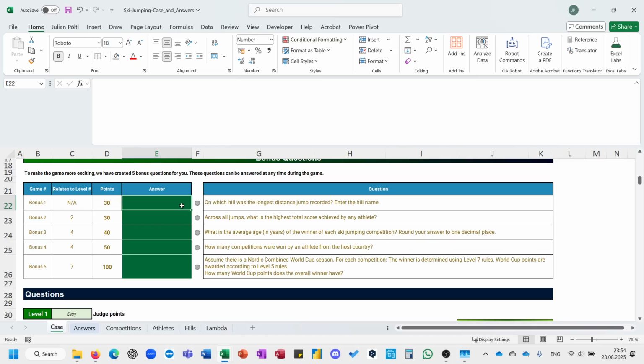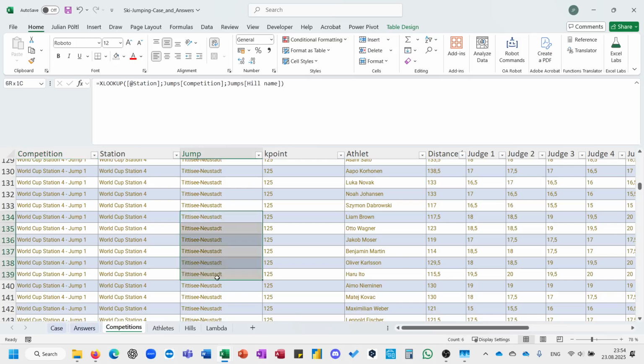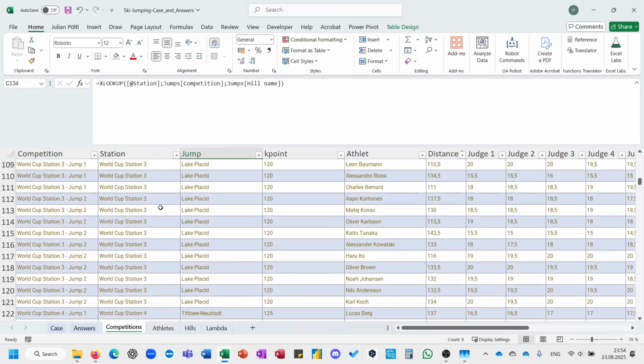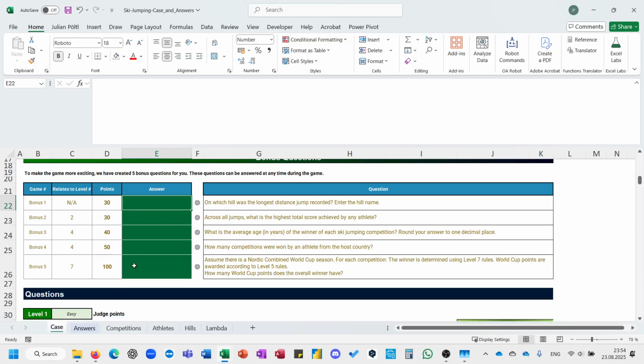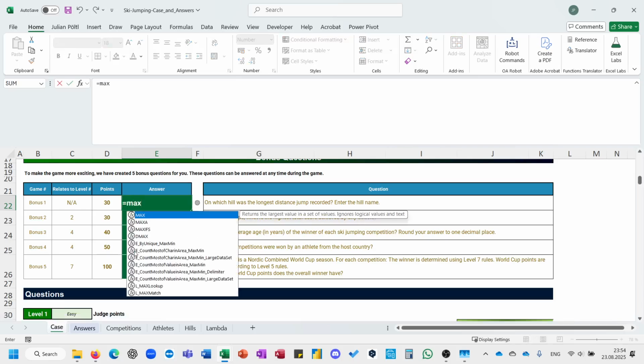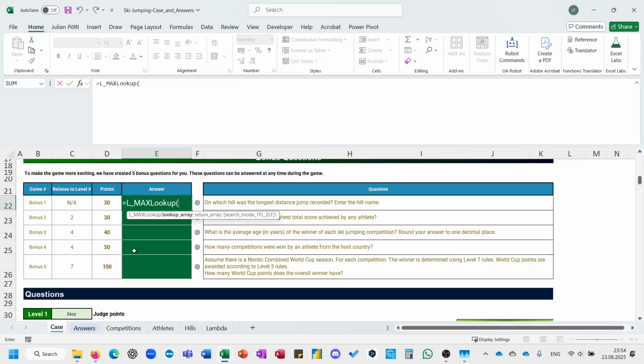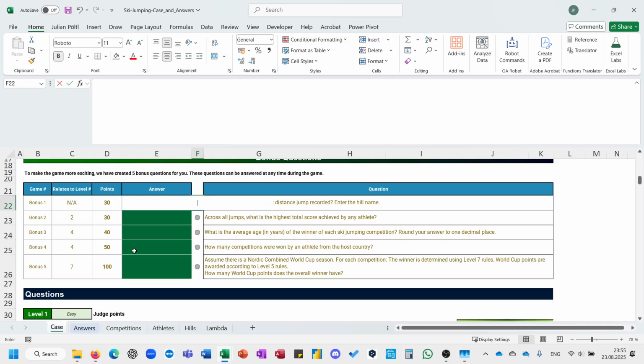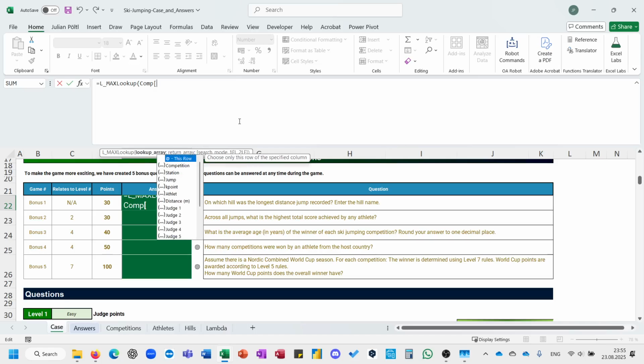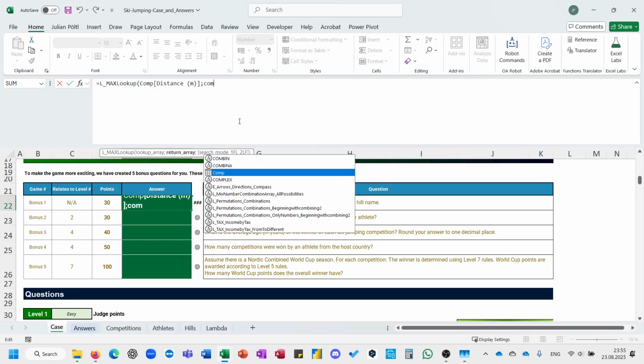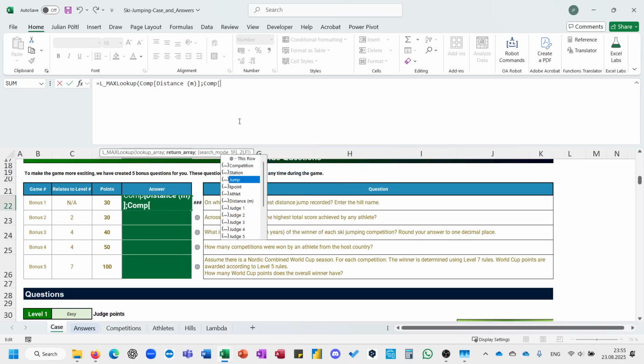On which hill was the longest jump? Since I have the hill here, the jump here and the station here, I can simply use a max lookup for comp distance, returning comp jump.